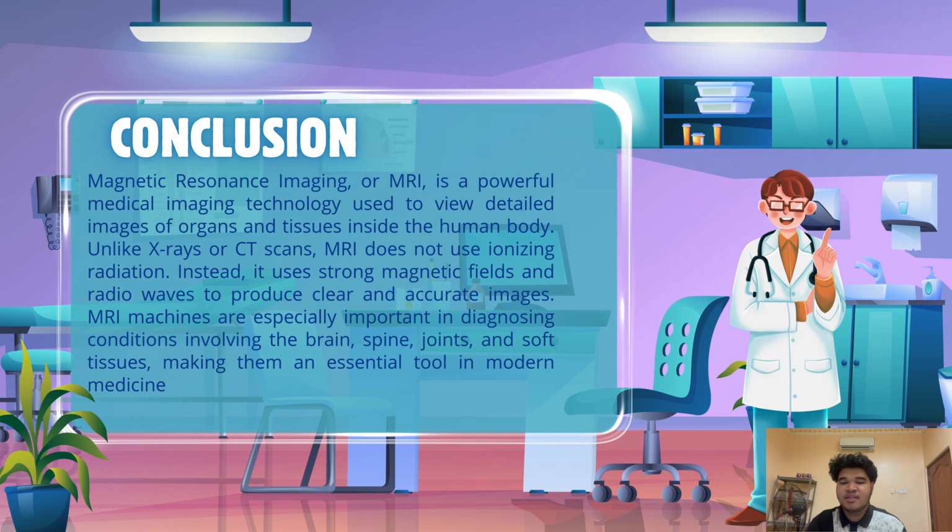Conclusion. Magnetic resonance imaging, or MRI, is a powerful medical imaging technology used to view detailed images of organs and tissue inside the human body. Unlike X-ray or CT scan, MRI does not use ionizing radiation. Instead, it uses strong magnetic fields and radio waves to produce clear and accurate images. MRI machines are especially important in diagnosing conditions involving the brain, spine, joints, and soft tissues, making them an essential tool in modern medicine.